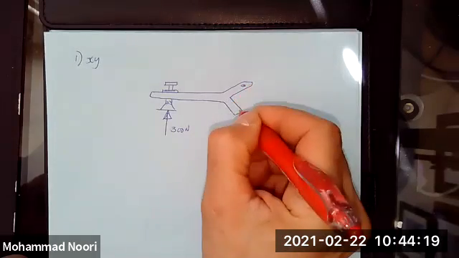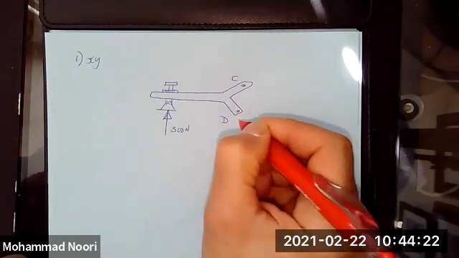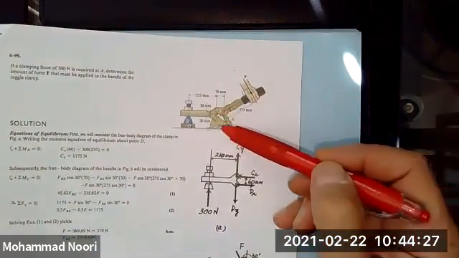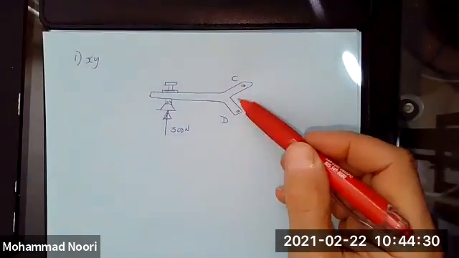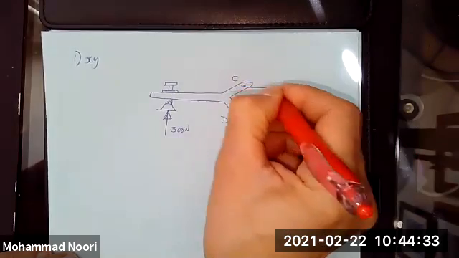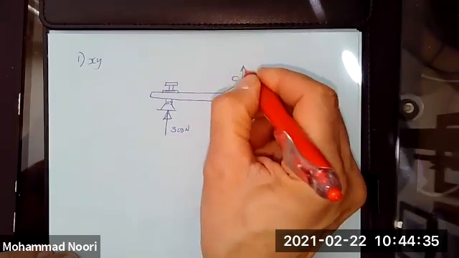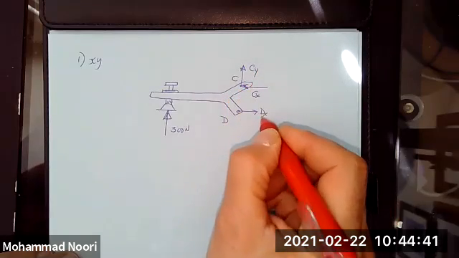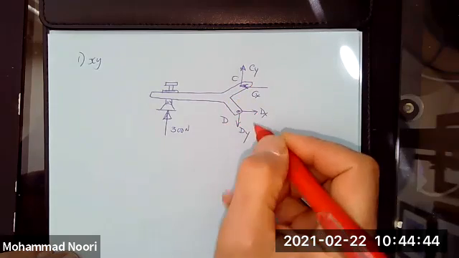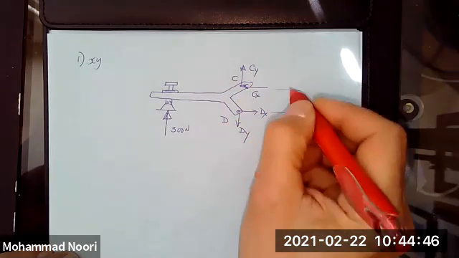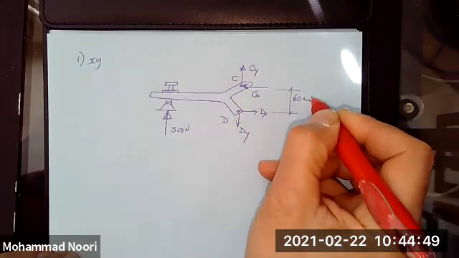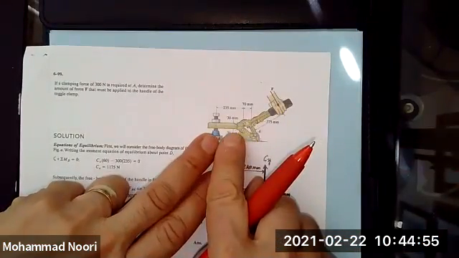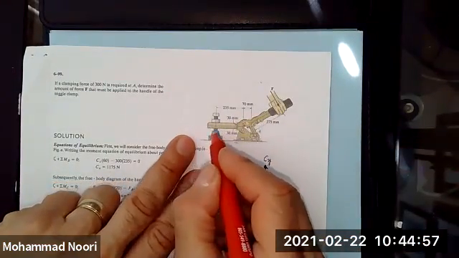And this is the piece CD, as you can see, is bolted or riveted here, riveted here. So you have two unknowns here, CX, CY, DX, DY. This distance is given, 60 millimeters. So this is the first free body diagram. So I drew the free body diagram of this piece.